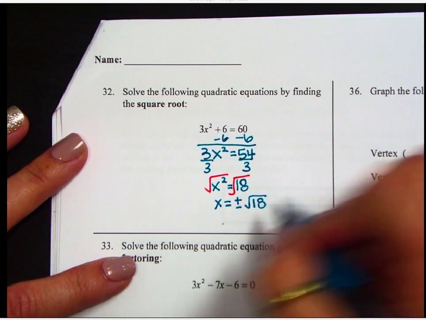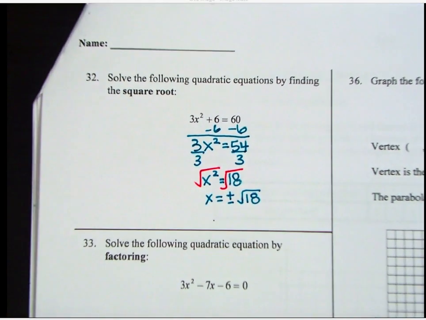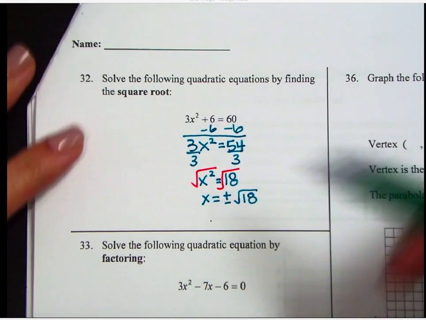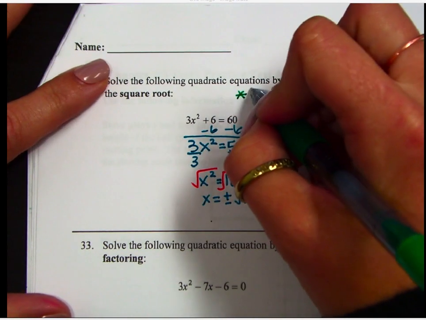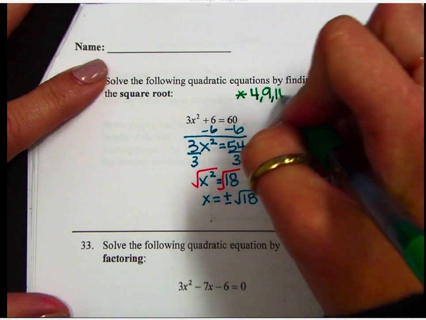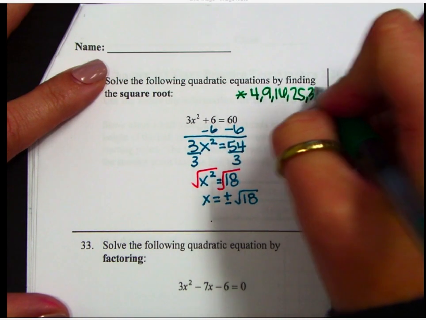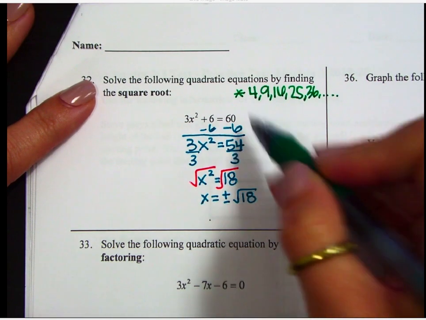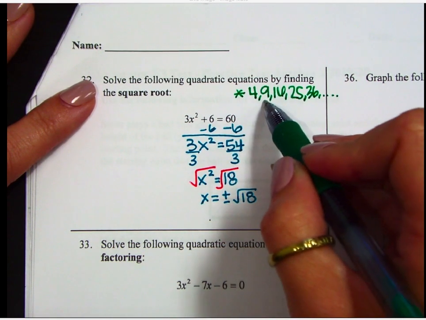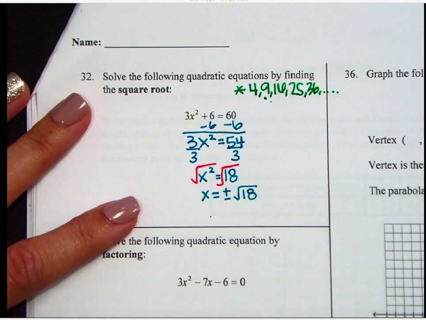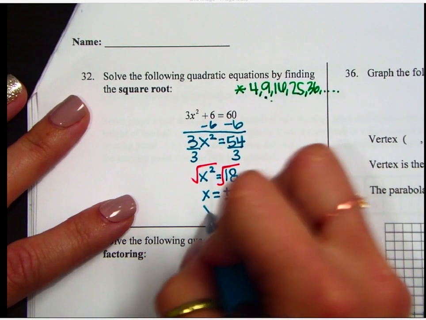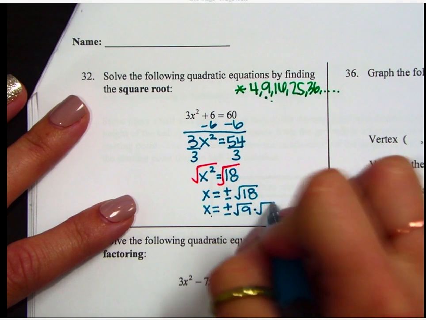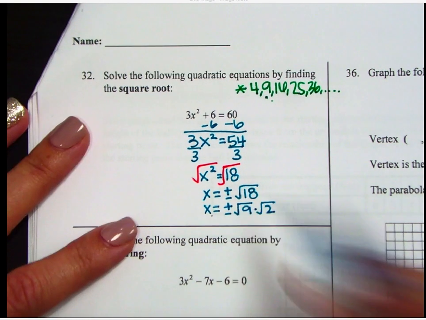Okay, I don't want to leave my answer like this because that square root 18 can be simplified. So whenever you're trying to simplify square roots, you want to think of your list of perfect squares like 4, 9, 16, 25, 36. Okay, so can you divide out a 4 from 18? No, but you can divide out a 9. So I'm going to rewrite this as x equals plus or minus square root 9 times the square root of 2 to give you square root of 18.